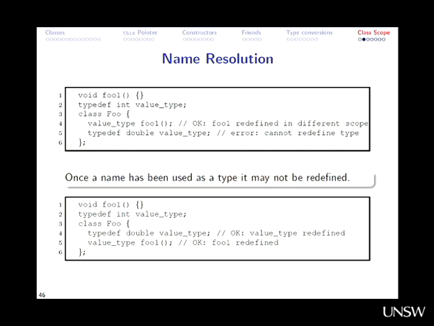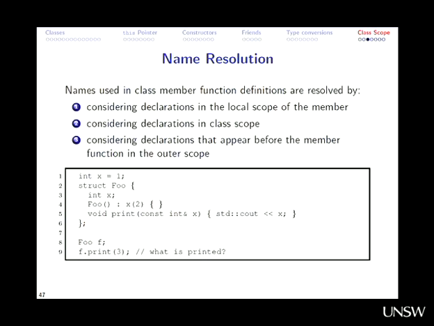So again, this ordering matters. This type def hasn't been used, so you can redefine it. Once it's been used, it goes, nope, I've been defined, I can't be changed. So names in the class member function are resolved by, again, local scope, class scope, and then looking at what's happened before that in the outer scope.